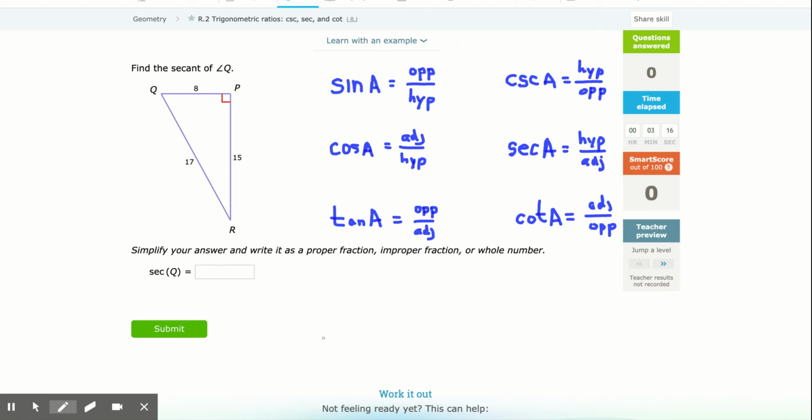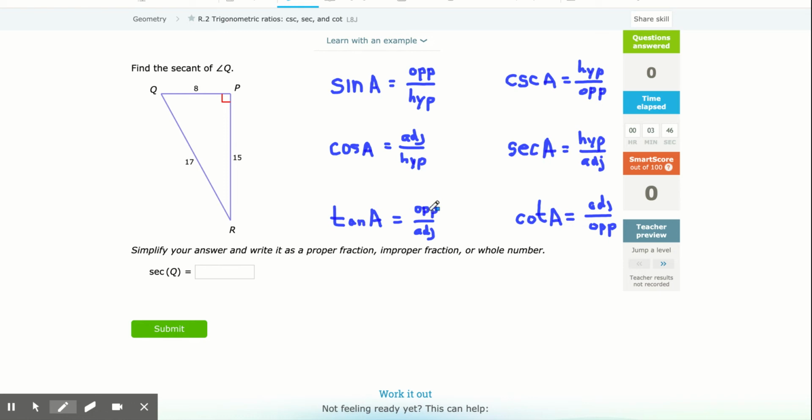Welcome. In the last lesson, we learned the sine, cosine, and tangent ratios of given angles in right triangles. In this lesson, we're going to learn the reciprocals, which they give a special name to. So the cosecant is the hypotenuse over the opposite. In other words, it's the sine flipped upside down. The secant is the cosine flipped upside down. So notice the cosine of A is adjacent over hypotenuse, but the secant is the hypotenuse over the adjacent.